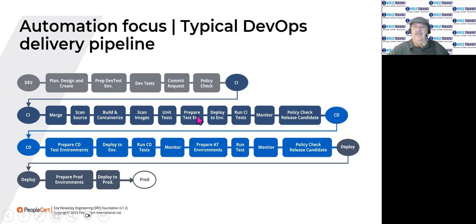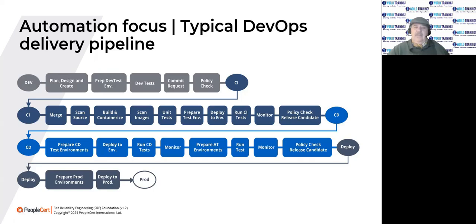And if that all works great, then you can run a final policy check, create a release candidate, and put that into an artifact repository as a release candidate. It's certainly not an approved release yet, but it's been validated sufficiently to say, oh, this is a potential release candidate. And that's the beginning of the next phase, which is the CD, continuous delivery phase.